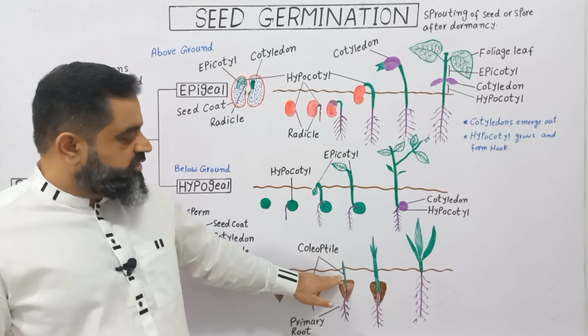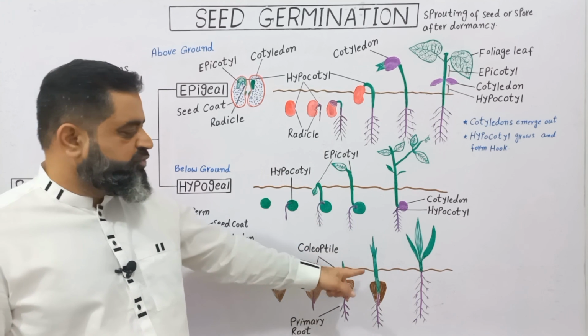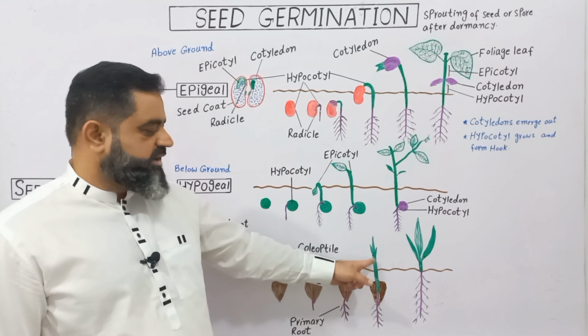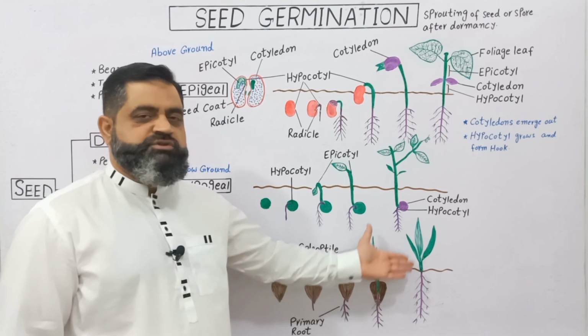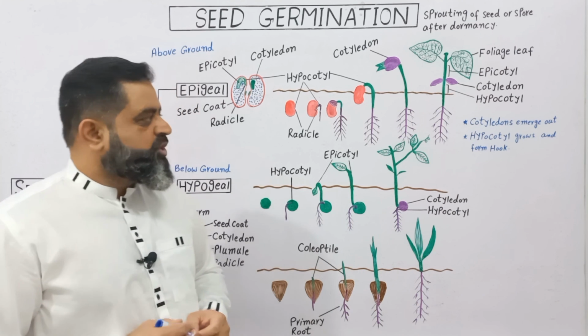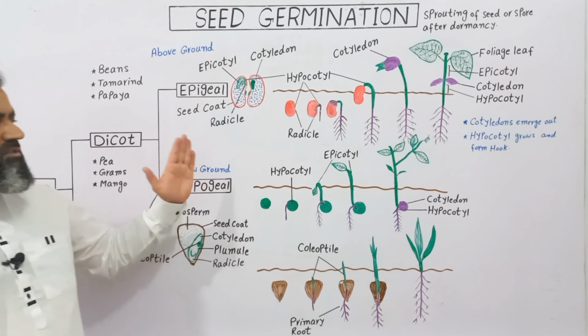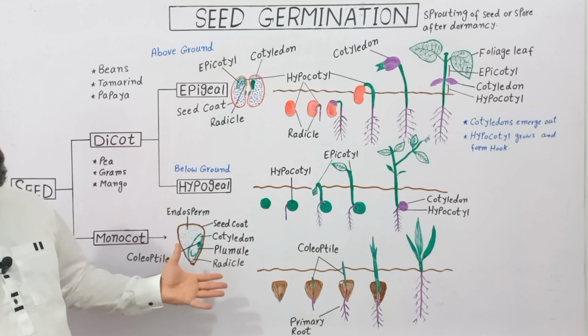After the coleoptile has emerged out of the soil, the plumule starts its growth and develops into a shoot-like structure, which also produces leaves, and the process of growth and germination has started. So in this way, there are these three mechanisms of germination which take place in dicot and monocot plants.